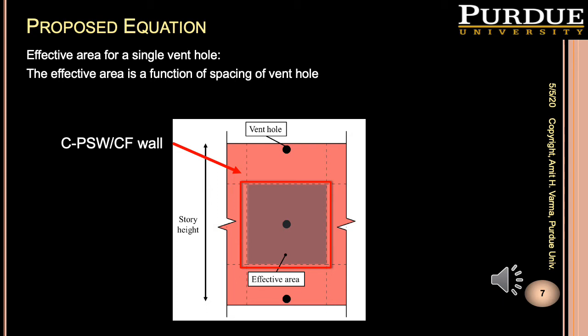Here what we presented is a schematic which shows what would be the effective area for a single vent hole. So that is the amount of concrete that would contribute its vapors to that vent hole, and that again is a function of the spacing of the vent holes.